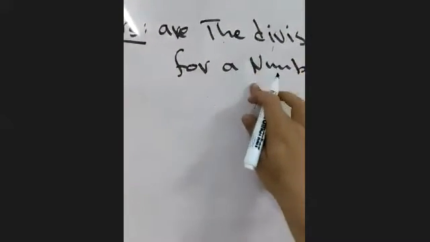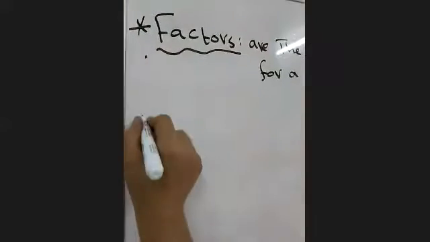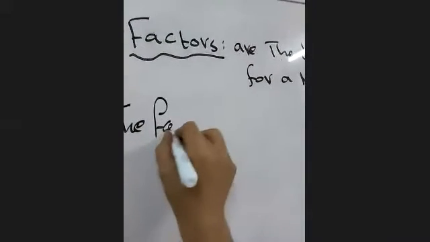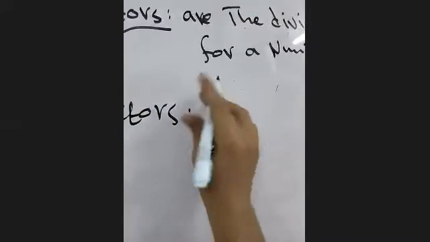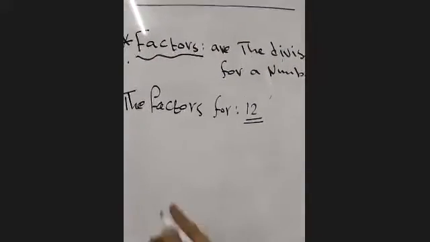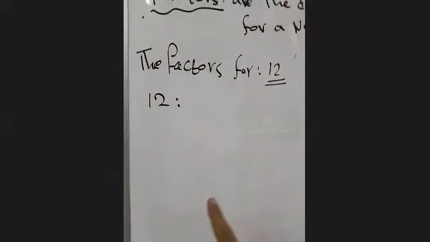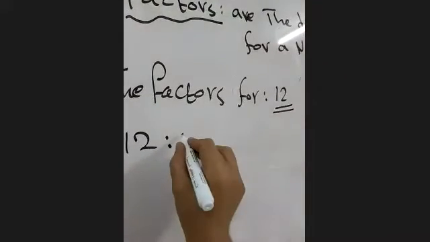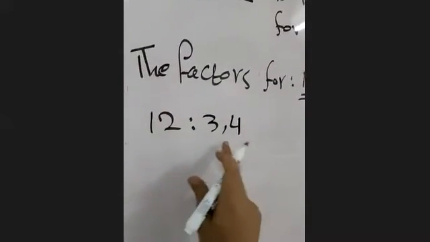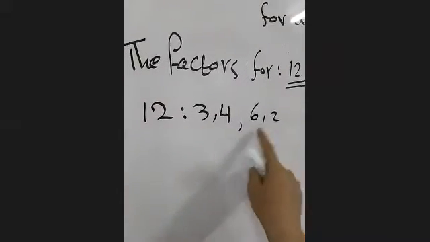For example, look here, guys, and pay attention, please, to understand what's the meaning of factors. Factors are the divisors for a number. For example, if I want the factors for the number 12, I will search in the multiplication table for two numbers. If you multiply them, you get 12, like 3 and 4. 3 multiply 4 is 12, like 6 and 2. 6 multiply 2 is 12.